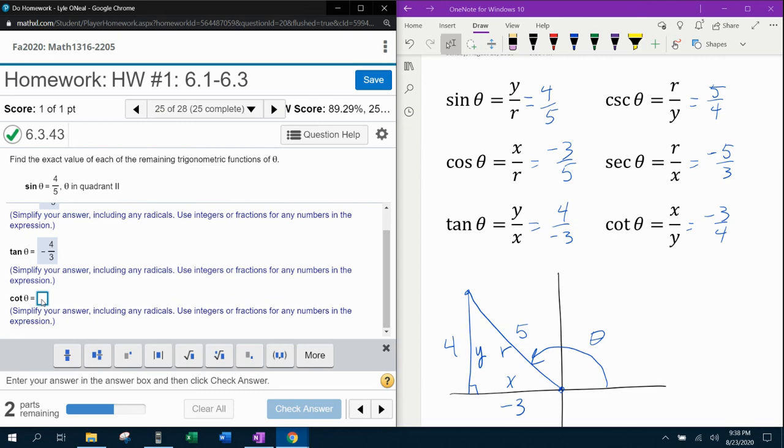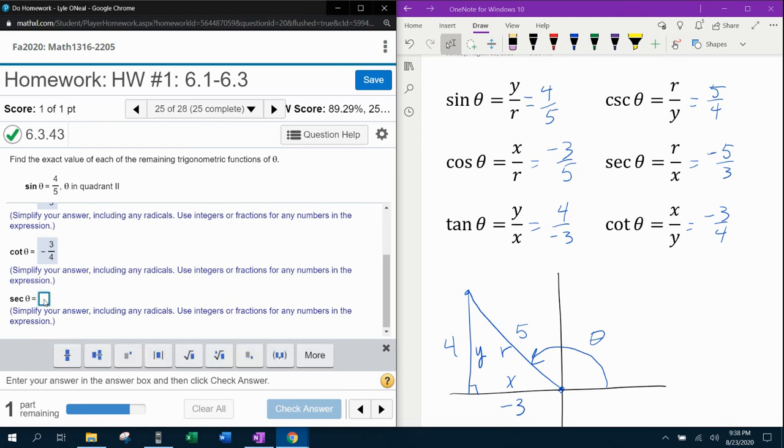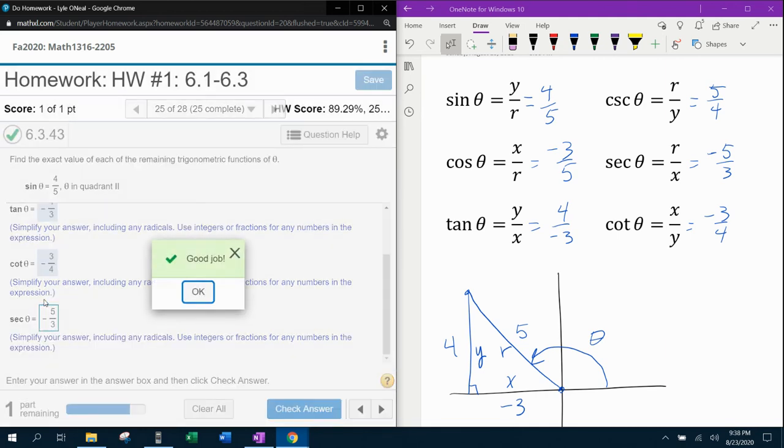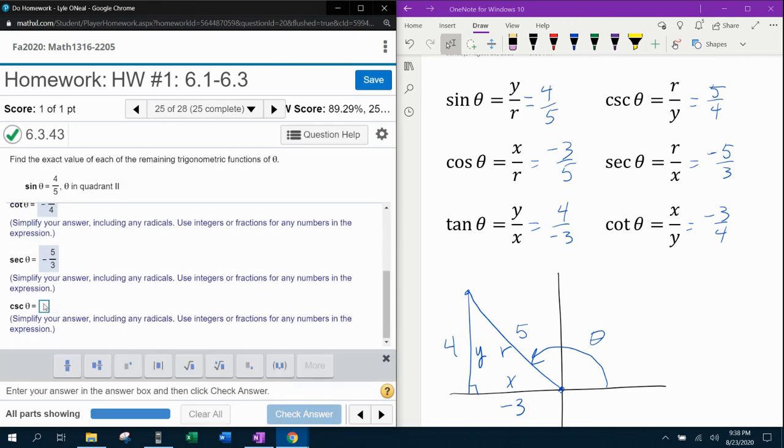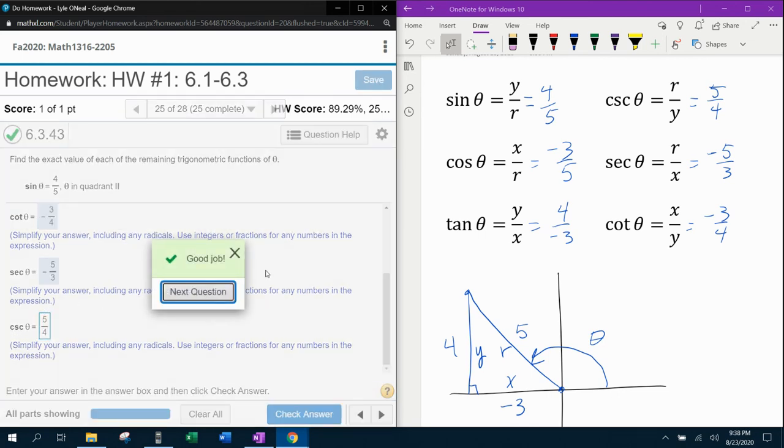Cotangent, -3 over 4. Secant, -5 over 3. And cosecant is 5/4, +5/4. And that's it.